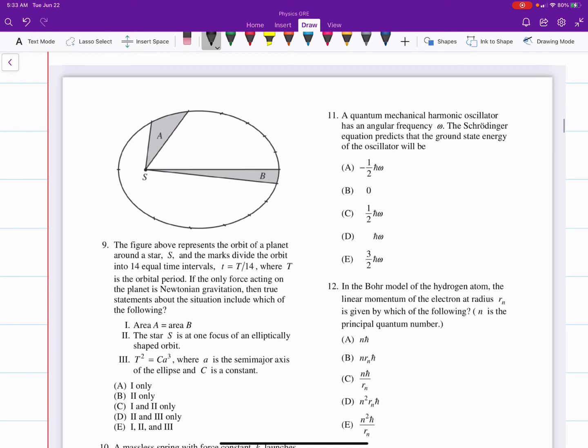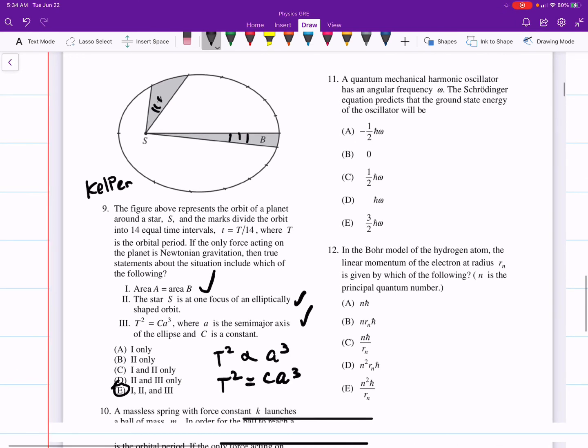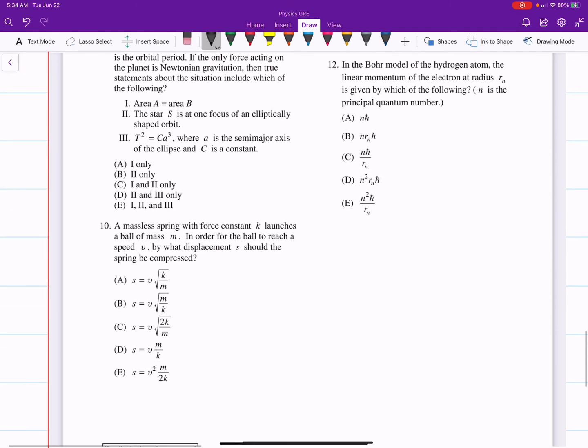which shows the orbit of a planet. This is basically a Kepler question. This is Kepler's 3 laws. The first one being the orbits are elliptical. That's this. That they sweep out equal areas in equal time. That's this. This area B is equal to the area A. And 3 relates the period with the semi-major axis. T squared is proportional to a cubed. And you can get rid of that proportionality when you include the constant there. So answer choice E. Okay, so that's 9.